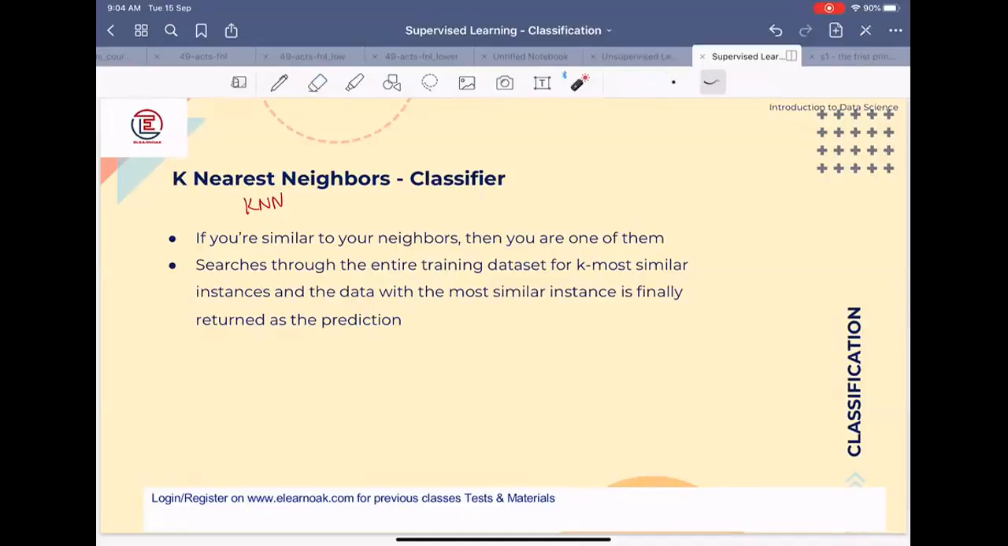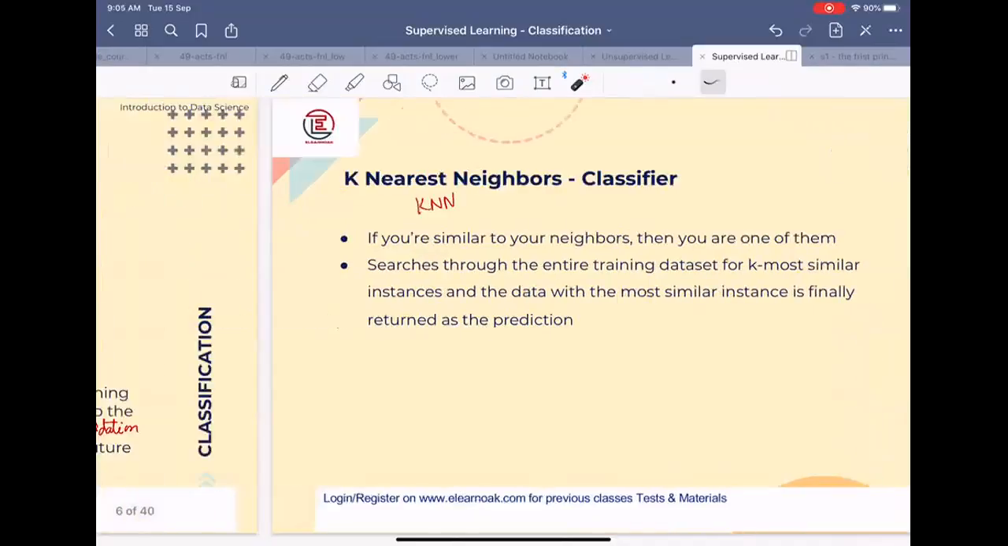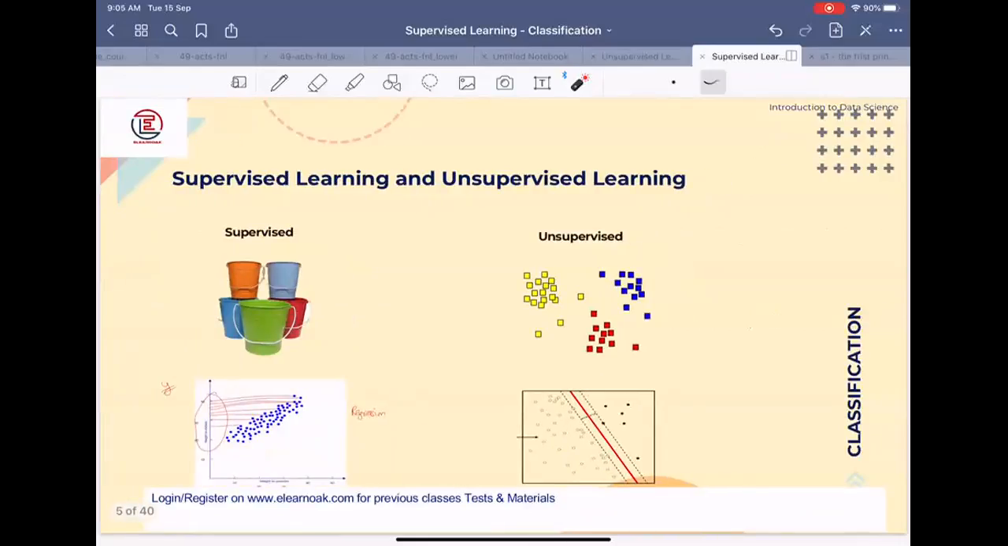Let me quickly summarize what we have done in the last class and then go ahead. In the last class, we started a new section on machine learning. We discussed in brief what supervised machine learning and unsupervised machine learning are. Supervised machine learning is when we have data which has a target variable, a target class, and we are trying to learn the underlying pattern from the features to the target class.